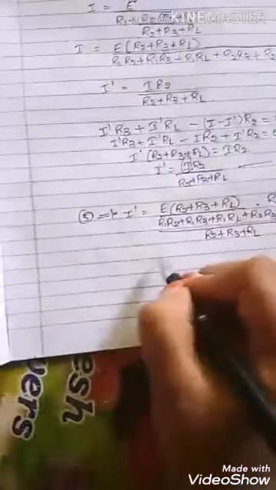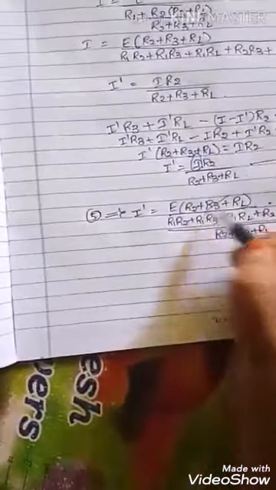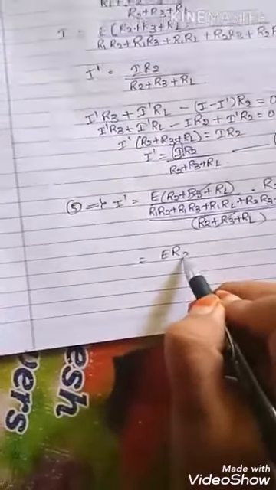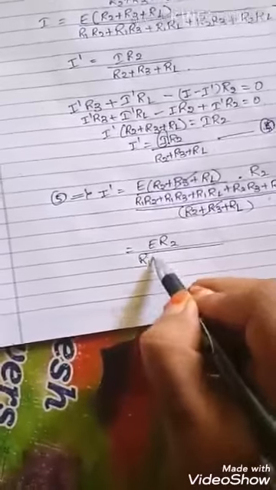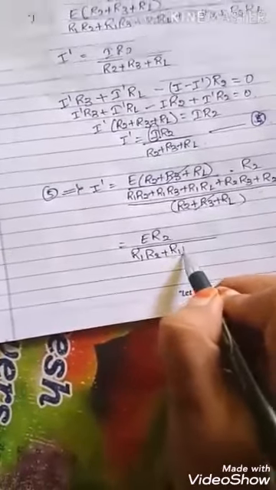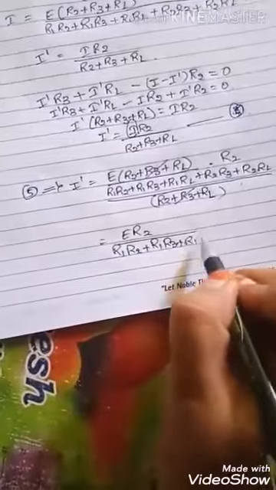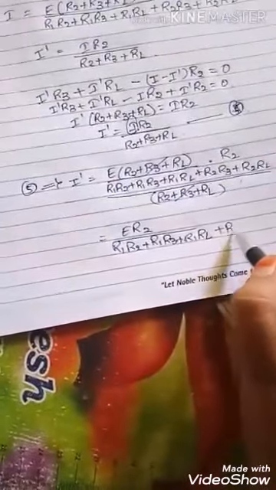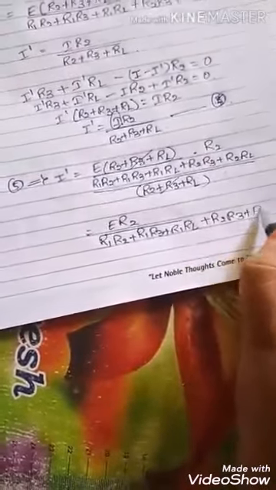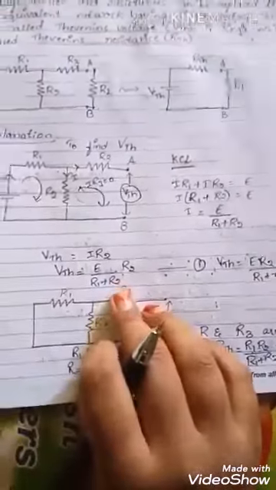So here this R2 plus R3 plus RL and this one will get cancelled. So we will be remaining with E R2 divided by R1 R2 plus R1 R3 plus R1 RL plus R2 R3 plus R2 RL. This is the I dash value. Let us take this as equation number 6. So from equation 1, this is the equation 1.